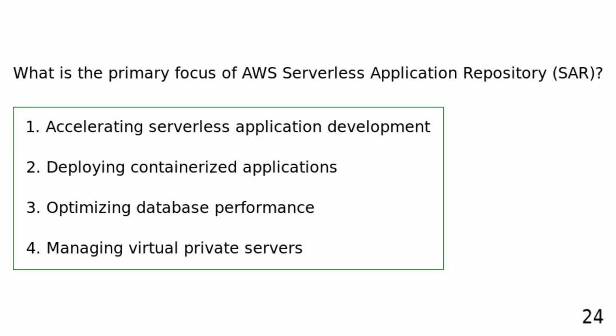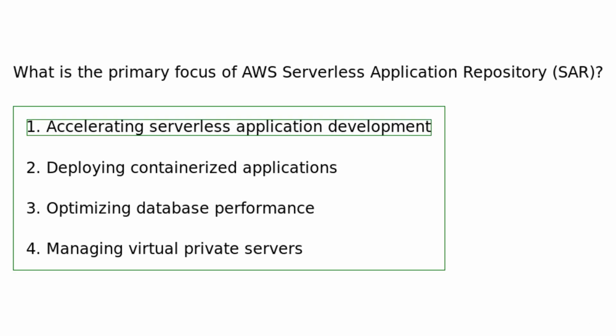What is the primary focus of AWS Serverless Application Repository? Accelerating serverless application development. Deploying containerized applications. Optimizing database performance. Managing virtual private servers. The primary focus of AWS Serverless Application Repository is accelerating serverless application development.